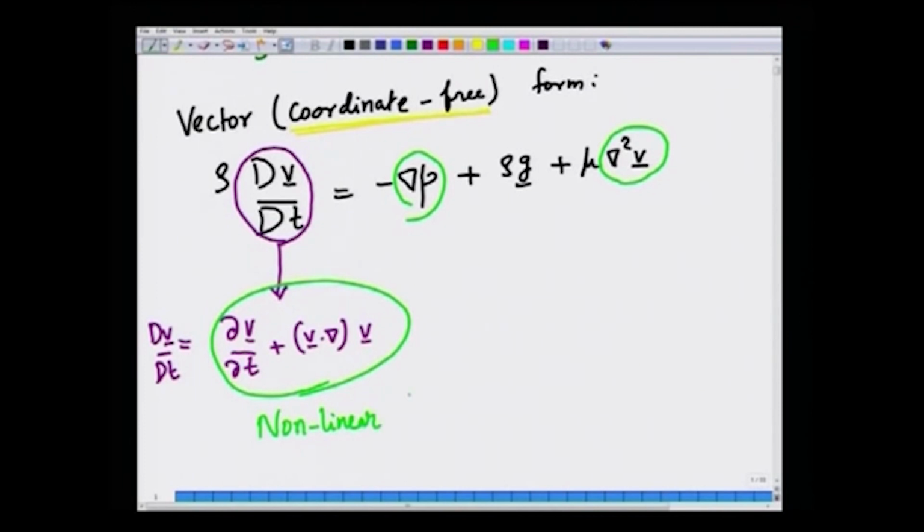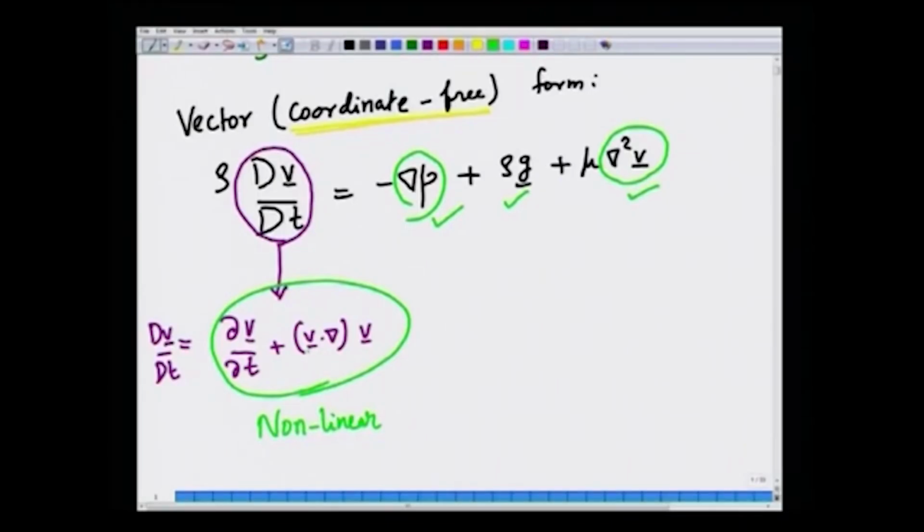Every other term in the Navier-Stokes equation is linear. This is of course a constant because it is given. This is linear. That is, by linear we mean that the unknown occurs only once in a given term. It does not occur as a product or as a nonlinear function of itself. Whereas here the unknown occurs as a product of the velocity dotted with the gradient of velocity. So, this nonlinearity renders the Navier-Stokes equation in general to be very difficult to solve in its most general form.